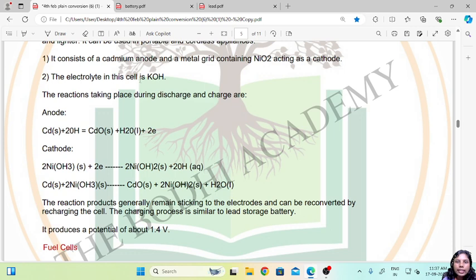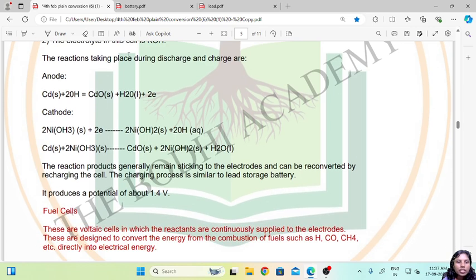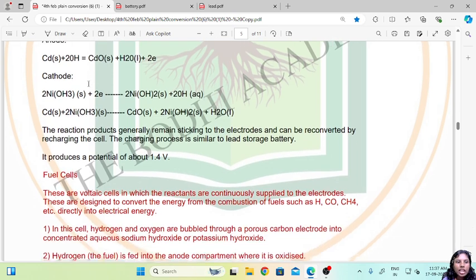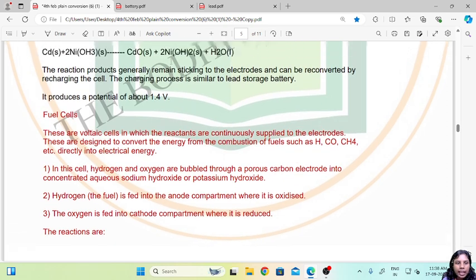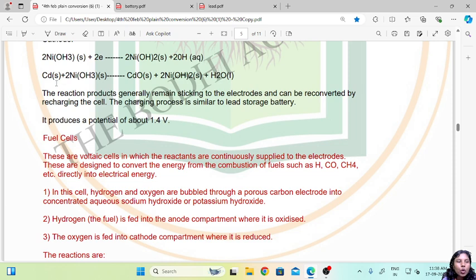The electrolyte in the cell is KOH, that is potassium hydroxide. So the reactions taking place during discharge and charge are, at the anode cadmium plus OH- combines to give cadmium oxide plus water. At the cathode we have nickel oxide hydroxide which takes up electrons and gives us nickel hydroxide plus hydroxide ions that are given out in the solution. The overall reaction goes as cadmium plus nickel oxide hydroxide giving cadmium oxide plus nickel hydroxide plus water.